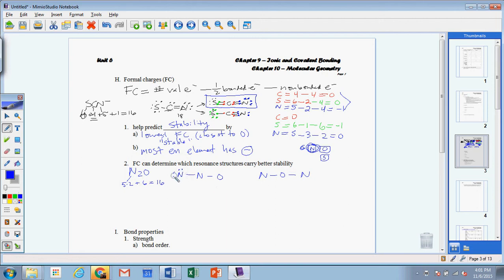So we could obey the octet rule for the nitrogen and for the oxygen, right? Adding 6 electrons to each. When you do that, you've got 20 electrons. We're back to the same scenario that we had before.